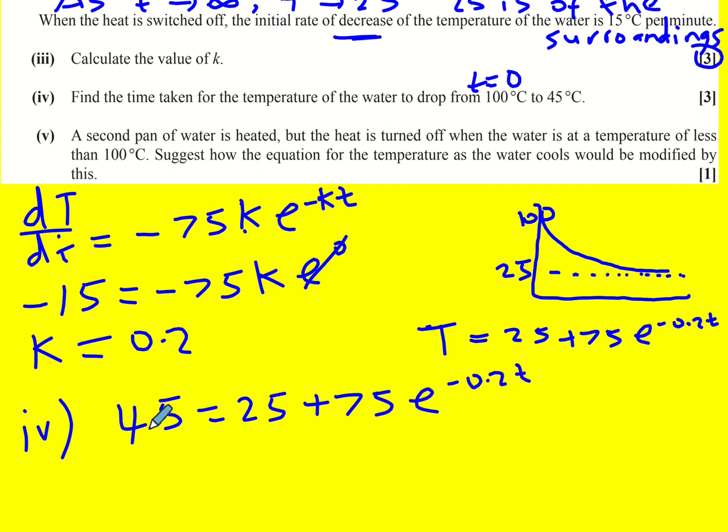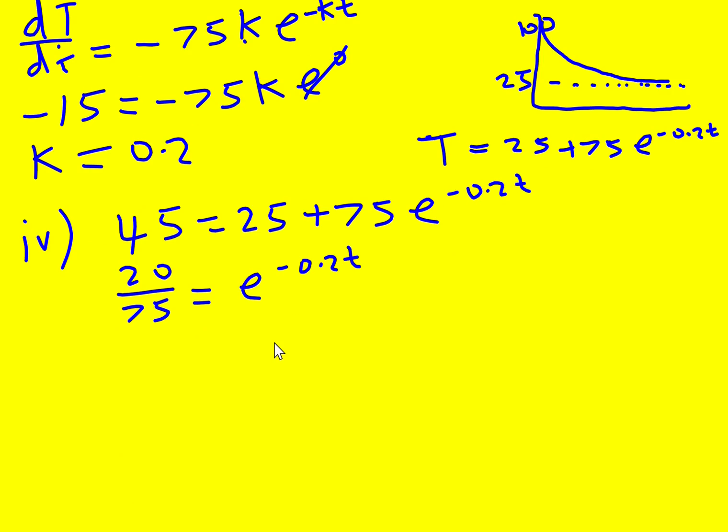If I minus 25, I get 20. If I then divide by 75, I'm going to get 20 divided by 75 is equal to e to the minus 0.2t. And now I can use my knowledge of logs. There's two sort of ways to do it. I'd probably say learn both sides.